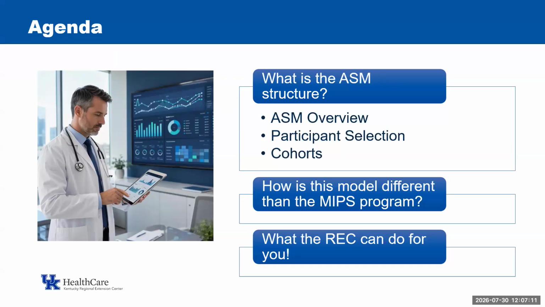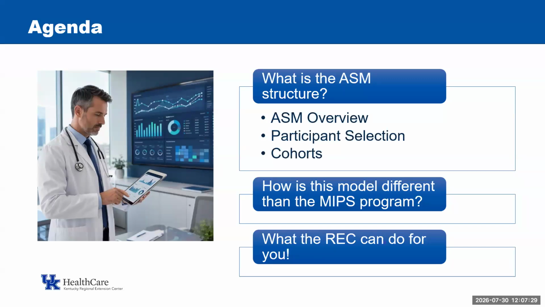Second, how is this model different from the MIPS program? Many organizations are already familiar with MIPS, MVPs, and other value-based payment initiatives. So part of our goal today is to explain where ASM overlaps with those programs and where it creates new expectations. Lastly, what can the RAC do for you?